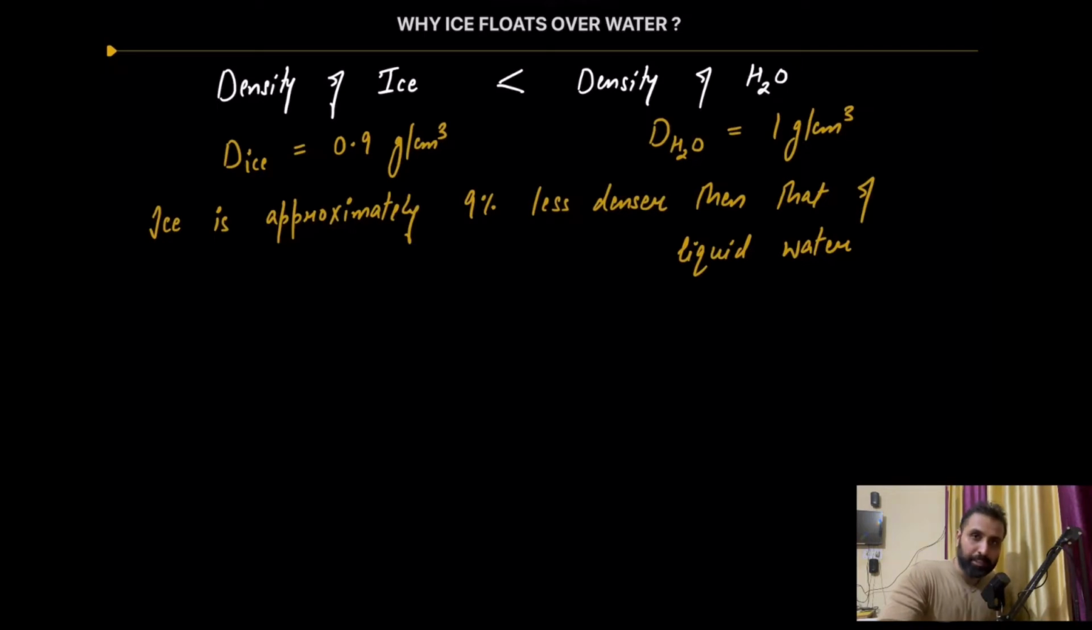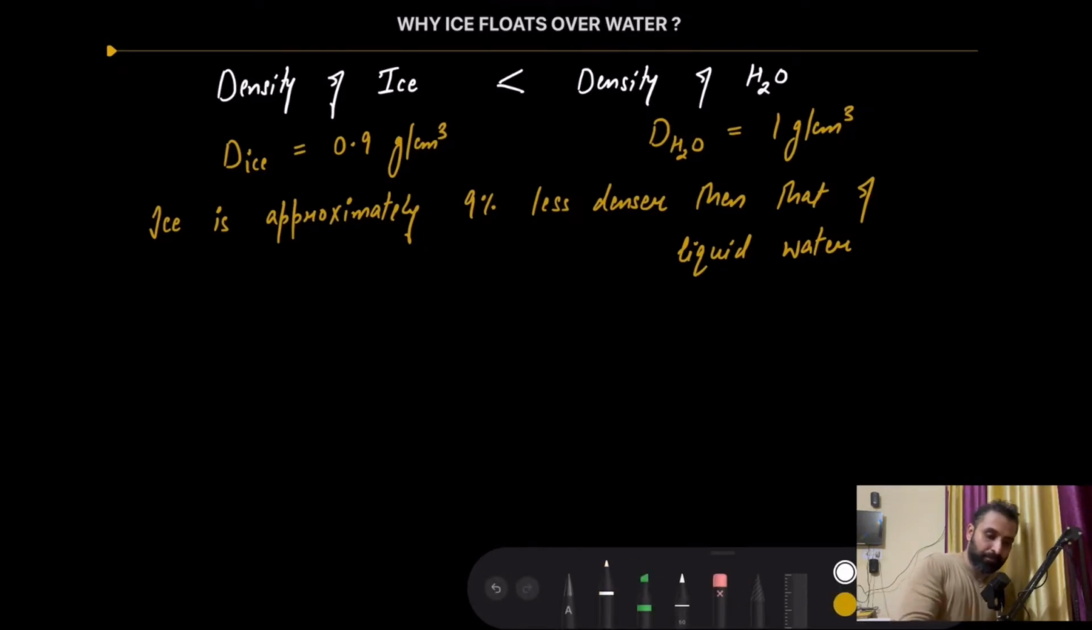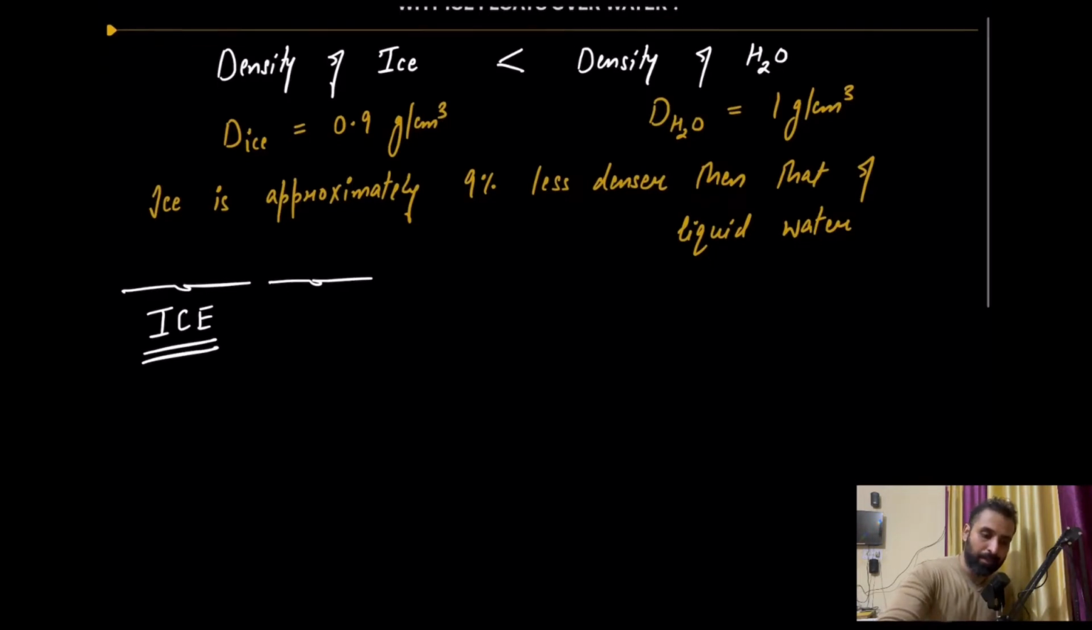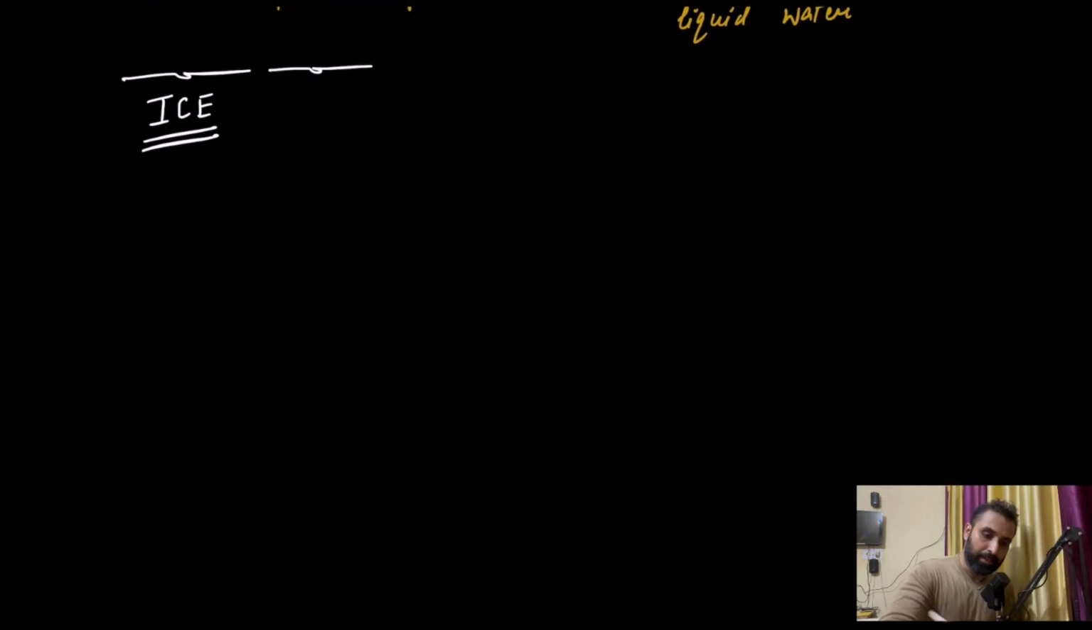So I'm giving you the exact reason why the density of ice is less than that of water. I'm making the structure of the ice now. I'm making my first H2O molecule: oxygen, hydrogen and hydrogen. Now I'm making my second H2O molecule: oxygen, hydrogen and hydrogen.